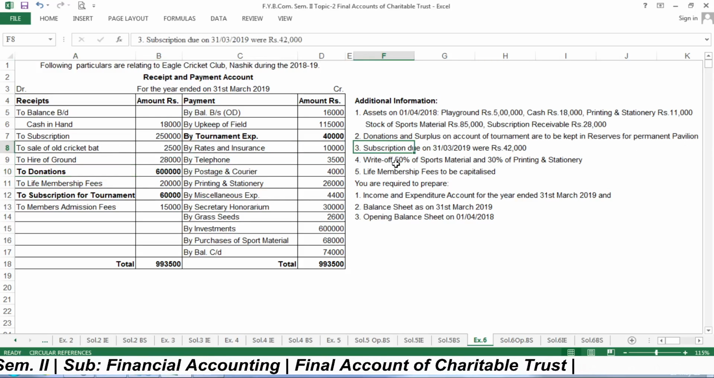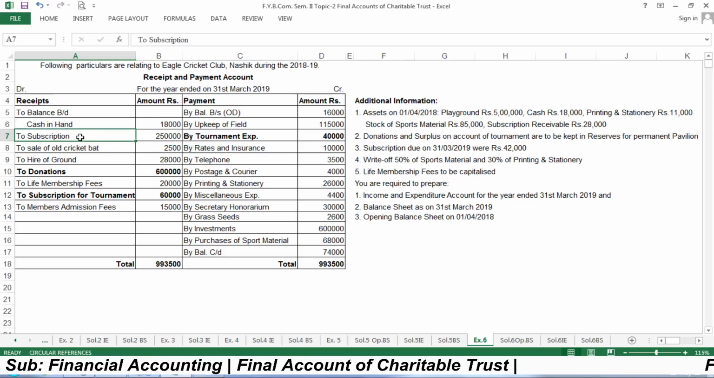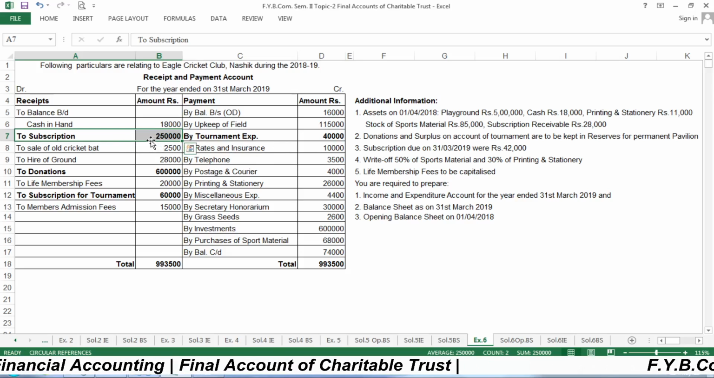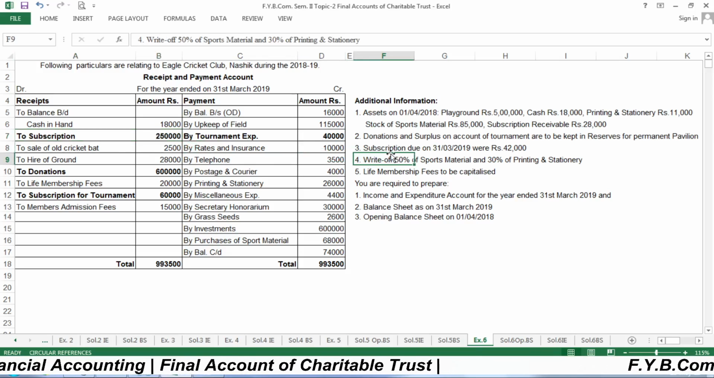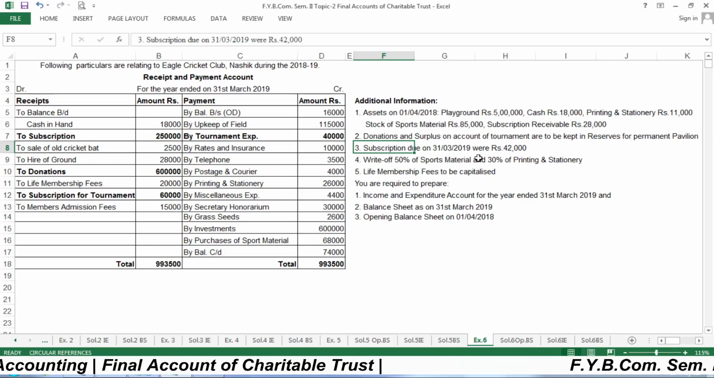Then there is another adjustment: subscription due on 31st March 2019 is rupees 42,000. Here you can see subscription of rupees 2,50,000. We received the subscription of rupees 2,50,000. With this we have an outstanding subscription, or we can say a subscription receivable for the current year, of rupees 42,000.